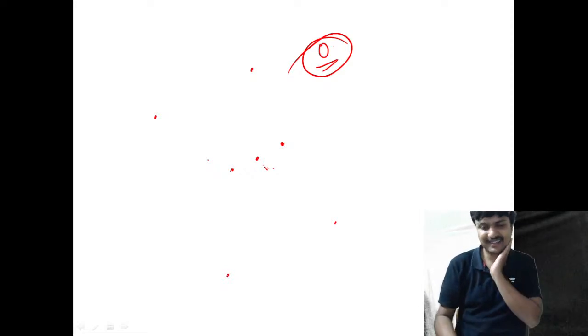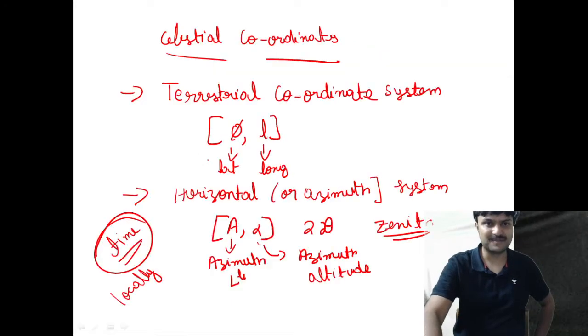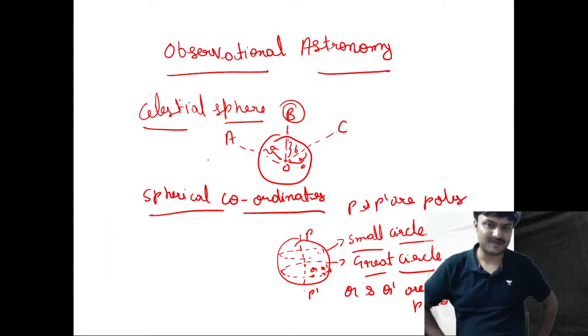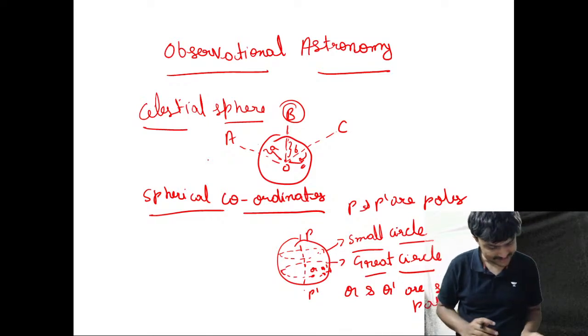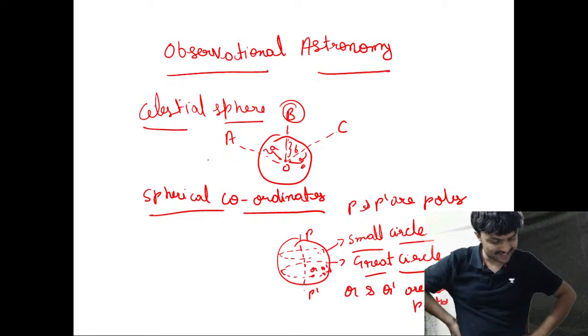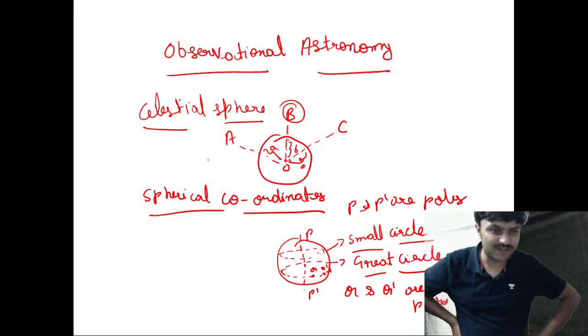But yeah, these are the very basic aspects of observational astronomy. So we will go into detail about these particular things in the next class. You are able to identify only Orion and Saptarshi Mandala. That's good. The rest of it you will learn if you go along for a long time.